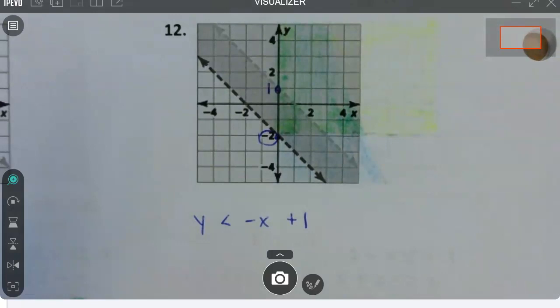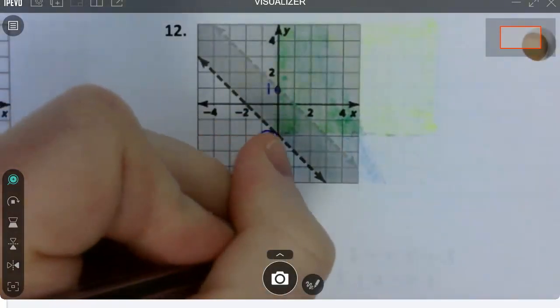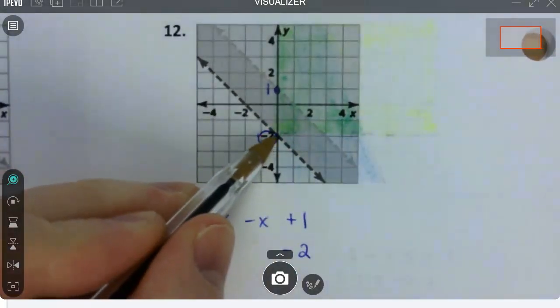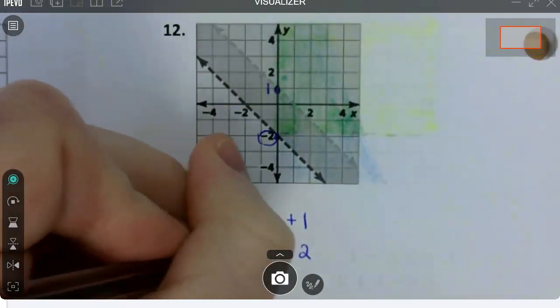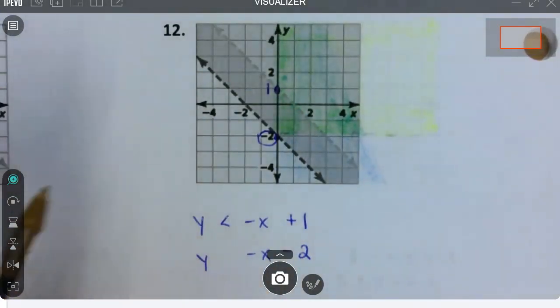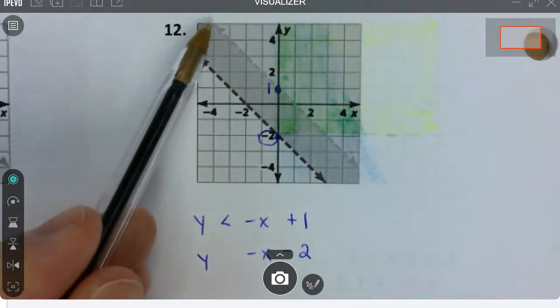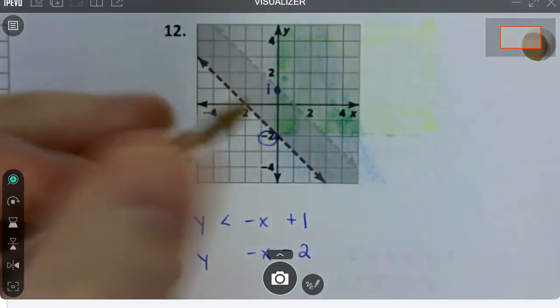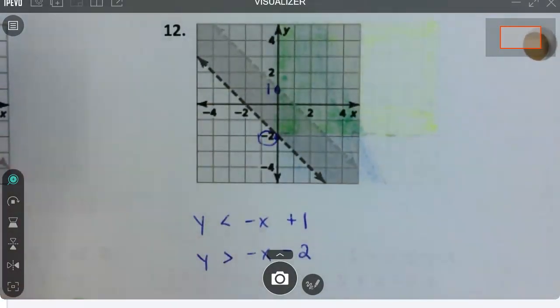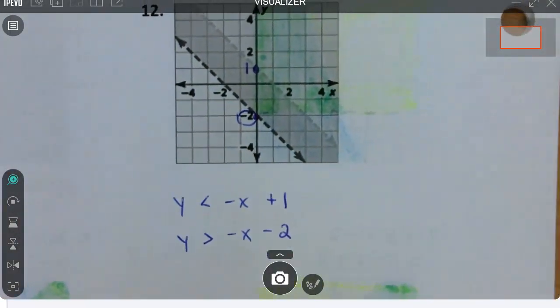Now the last one, we have a y-intercept at -2. It's the same slope, down 1, right 1, down 1, right 1. So that's a negative x. And now this one, all the shading was above. So again, think above, greater than, above, greater than, above, greater than. And there are your two inequalities there.